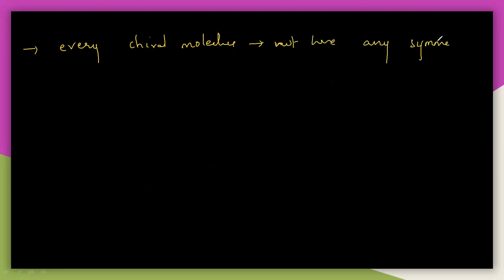So I will write a statement like this: every chiral molecule will not have any symmetry elements. So symmetry elements are generally not present.